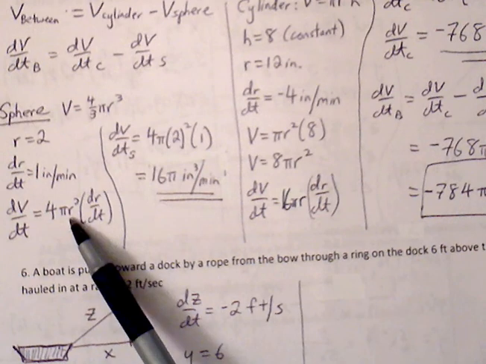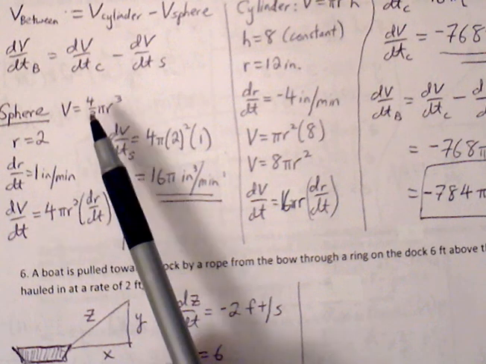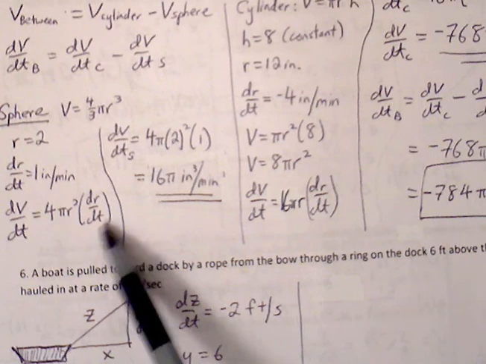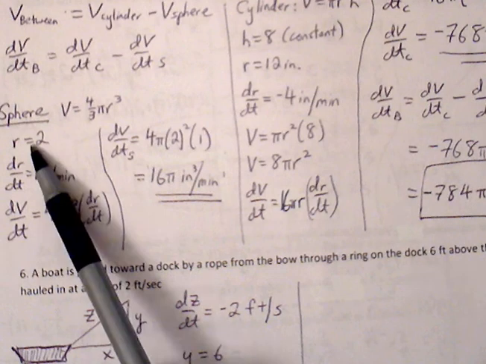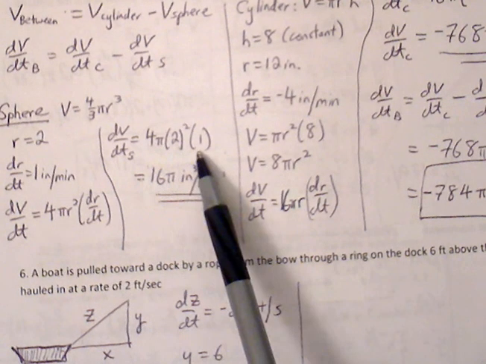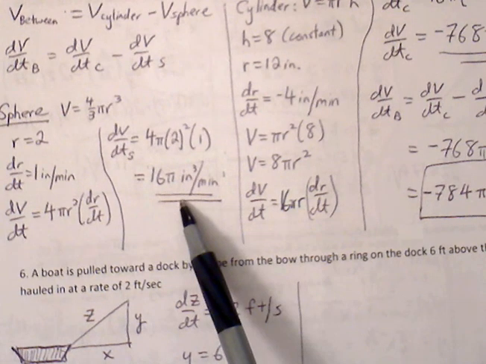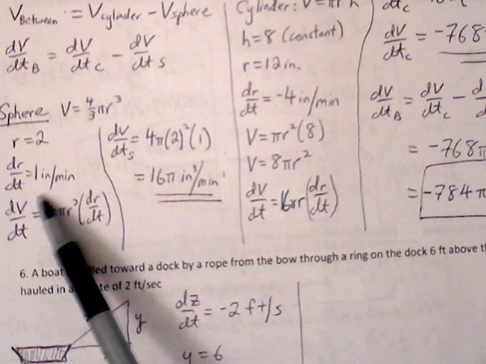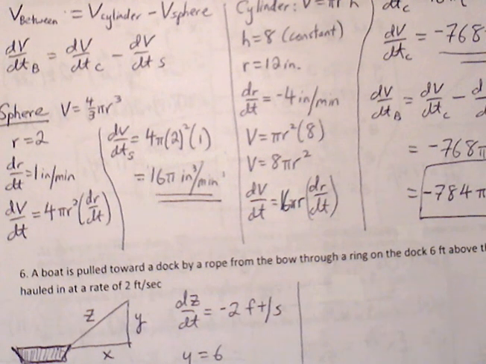And so we have enough information now to find dV/dt for the sphere. We find dV/dt going through the power rule. We get 4 pi r squared dr/dt. Don't forget this portion. dV/dt is equal to 4 pi r squared; r is 2, so 2 squared, times dr/dt, which is 1. Multiply this through, we get 16 pi cubic inches per minute. And it makes sense that dV/dt is positive because dr/dt is positive, the radius is increasing, so we expect the volume to be increasing as well.